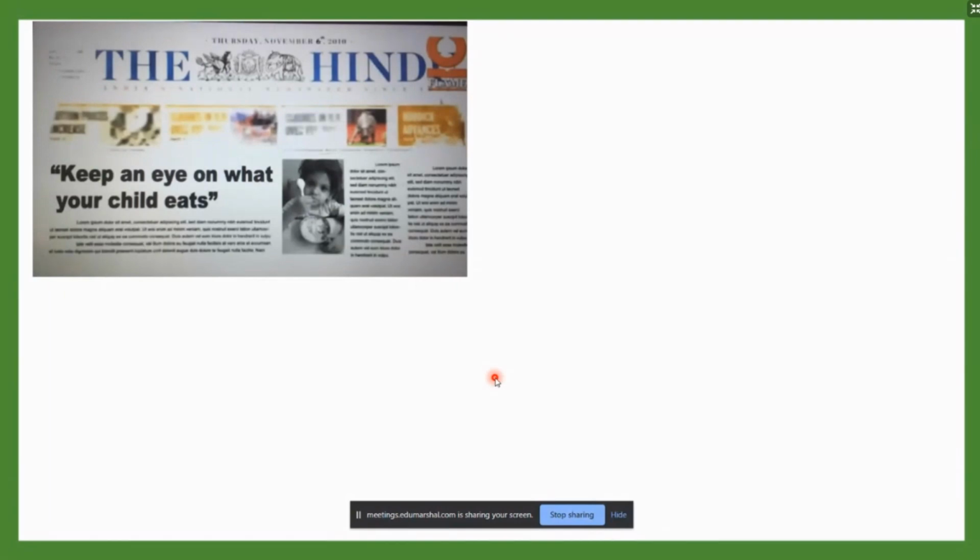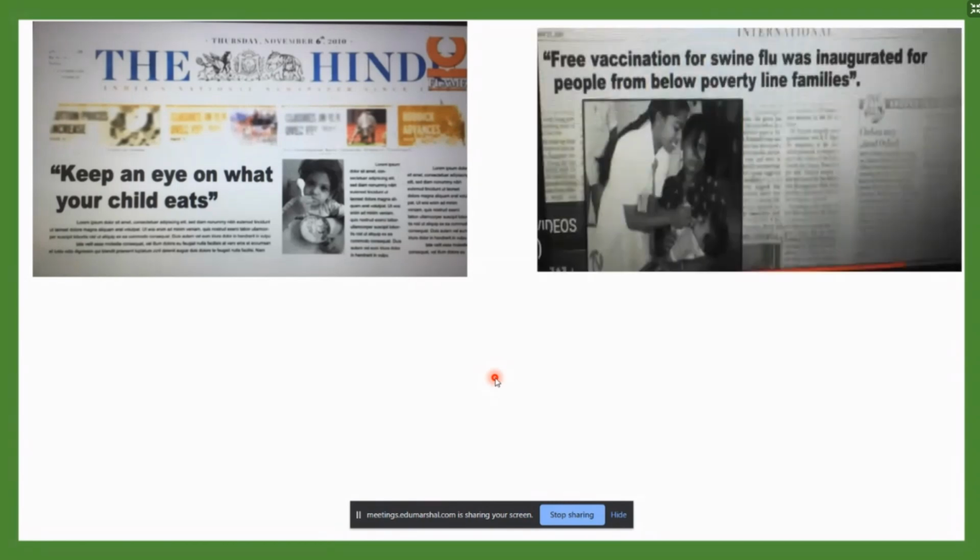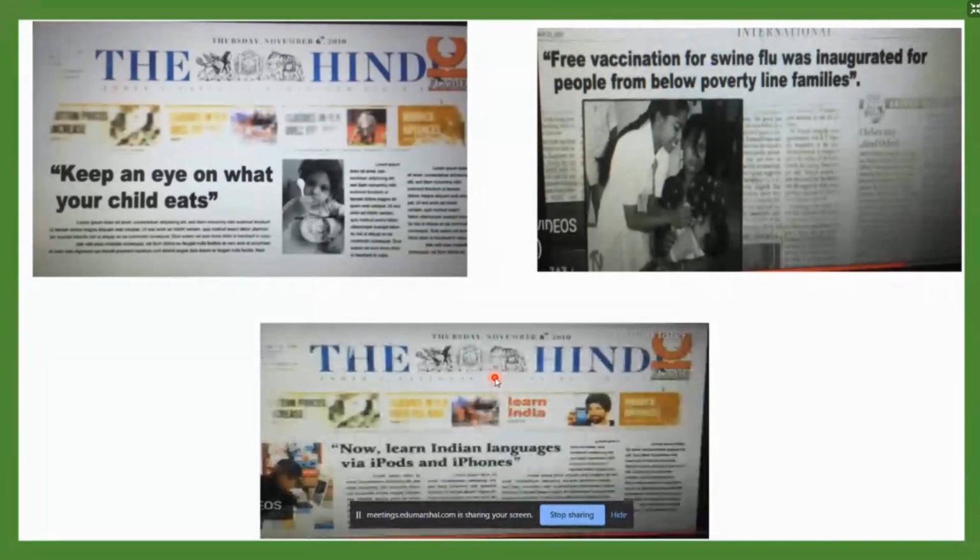The second one is: free vaccination for swine flu was inaugurated for people from below poverty line families. Now, which environment is this? Think about it. And the third one is: now learn Indian languages via iPods and iPhones. I think you must have thought about the answer. Now here comes the answer.